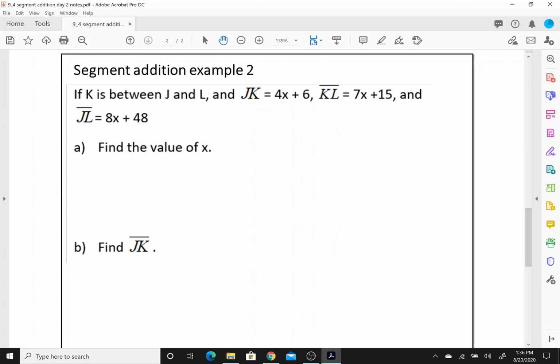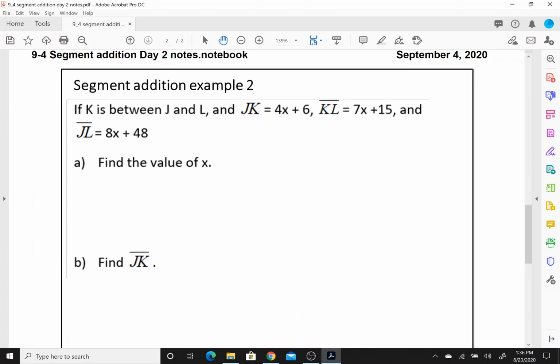Okay, we'll do our next example here. It says if K is between J and L. Okay, stop right there. K is between J and L. Draw a line. Point K is somewhere here between points J and L. You don't know exactly where K is, and it really doesn't matter exactly where you put it on your diagram, as long as it's somewhere between J and L.